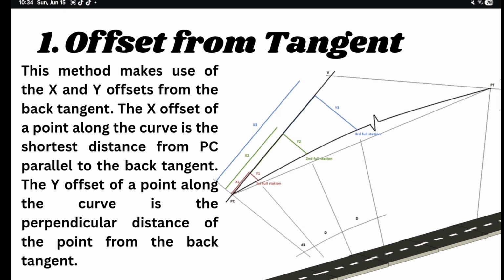Measuring tapes are usually utilized in laying out the x and y offset of the circular curve applying the 3, 4, 5 triangle. So the 3, the 4, and the 5 triangle.